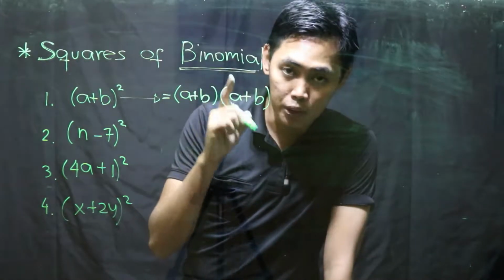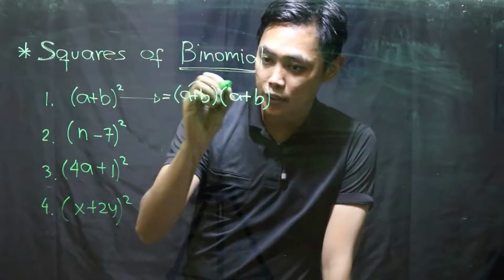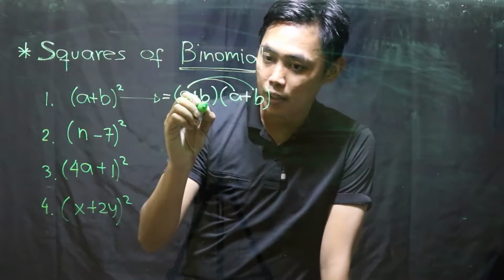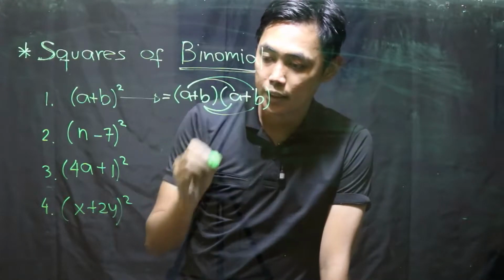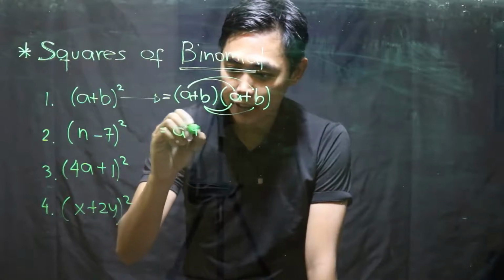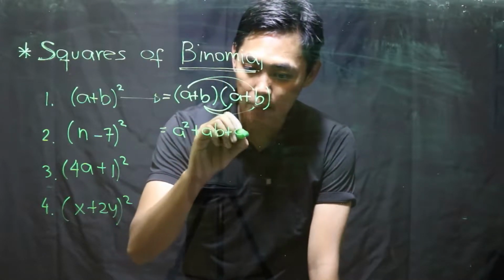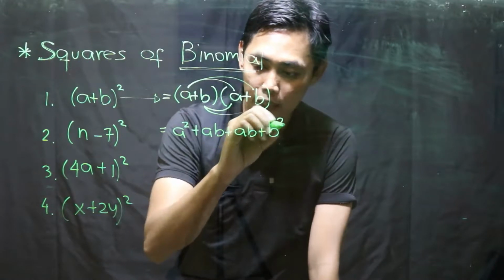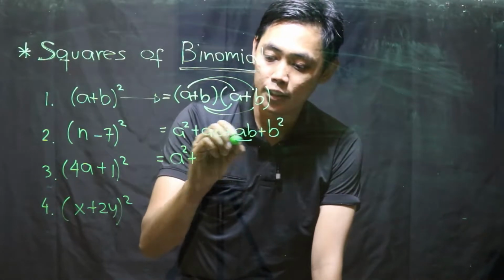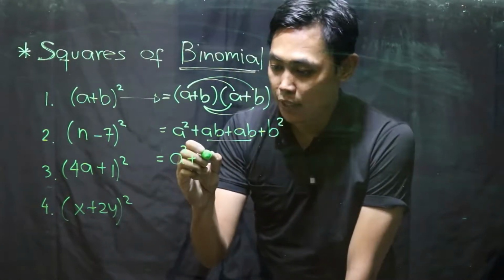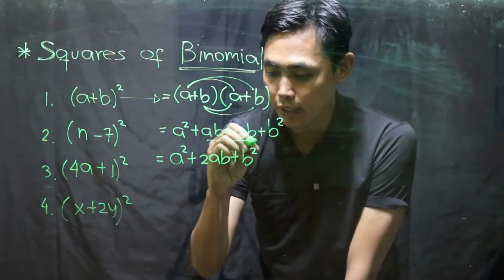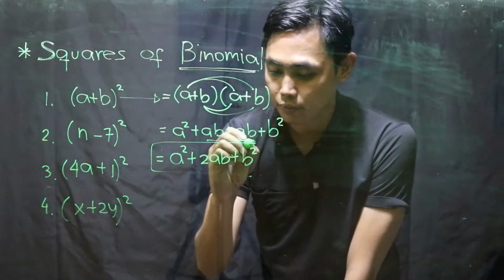In doing this, we will use the FOIL method. So, first, outer, inner, and last. So we will have this answer: a squared plus ab plus ab plus b squared. And then, a squared plus, we can combine these two terms. So this would become 2ab plus b squared. And this is our answer.